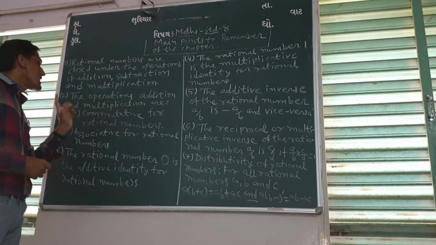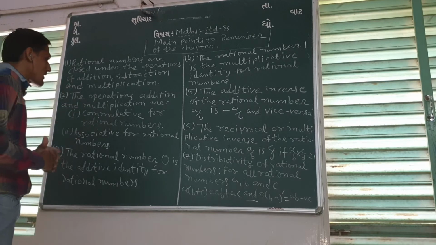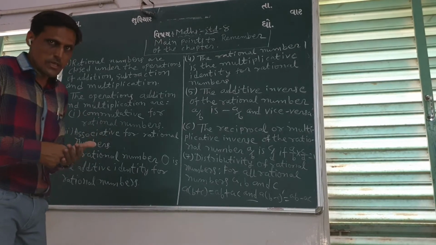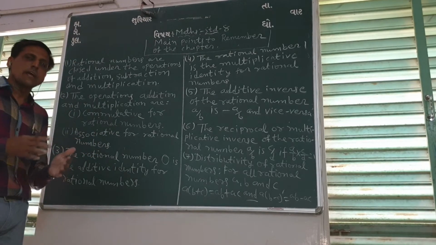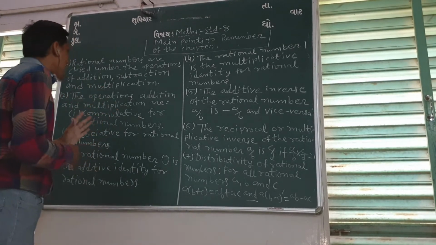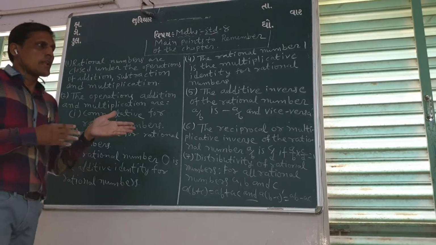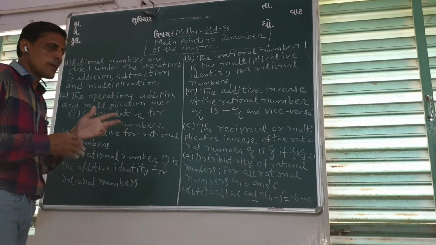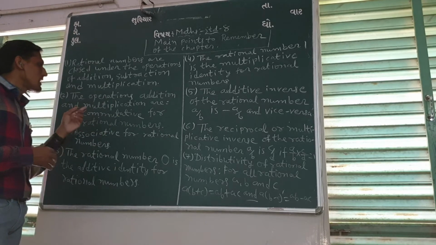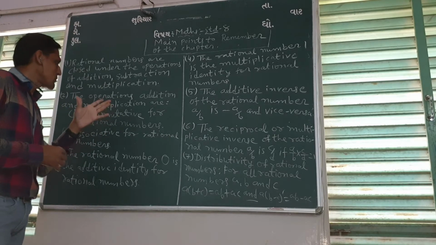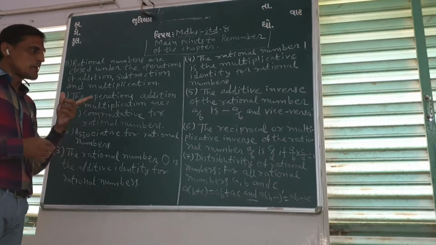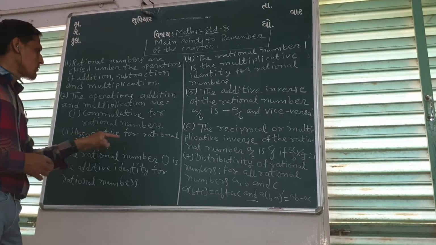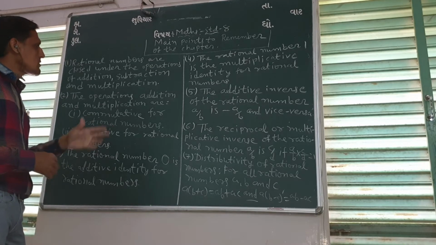The operations addition and multiplication are commutative. Right? a plus b is equal to b plus a. In any order, we can add two rational numbers, and in multiplication also, 2 into 3 is equal to 3 into 2. In any order, we can multiply two rational numbers, right? So rational numbers are commutative under multiplication and addition. Commutative for rational numbers and associative for rational numbers, right?